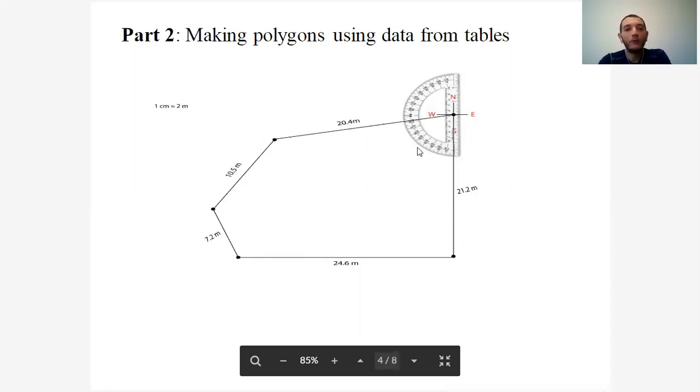You have to use a protractor. If you have measurements between northwest or southwest, the protractor should be placed in this position. If you have measurements between northeast or southeast, you have to use the opposite side of the protractor.